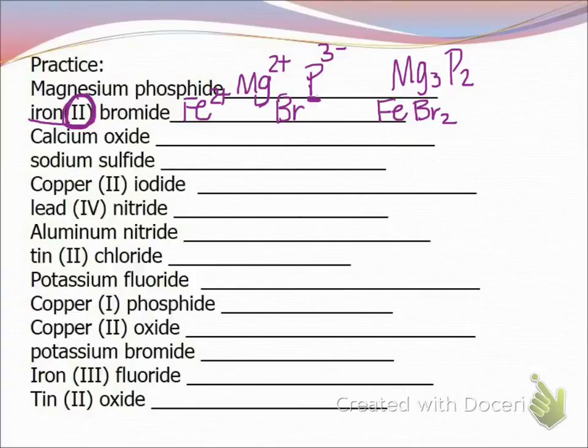Okay, calcium oxide. If I look up calcium, it's a group 2 metal, so that means it's a 2 plus. Oxide is in group 16. It needs 2 electrons. It forms a negative 2. So they are already electrically neutral, so I'm going to just say CaO because their charges already balance.